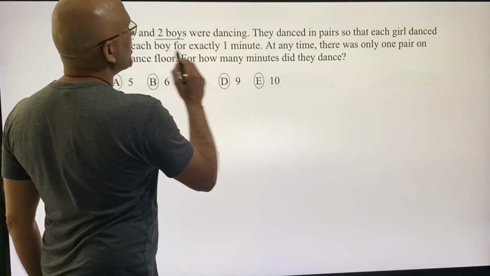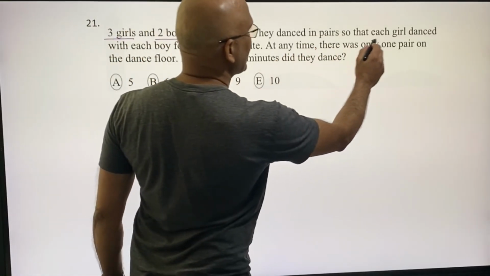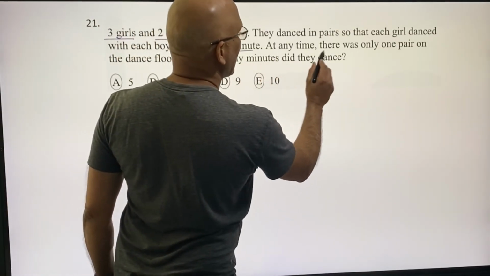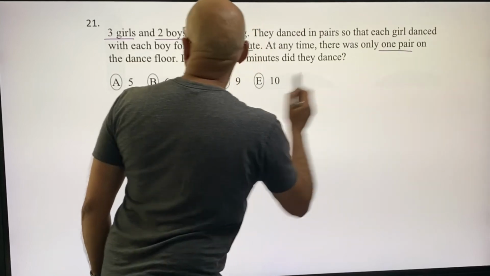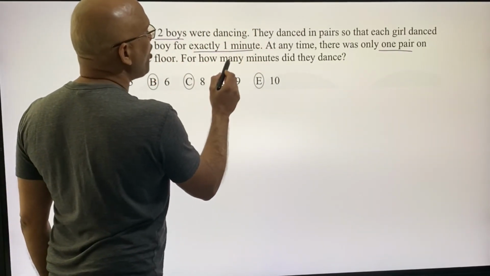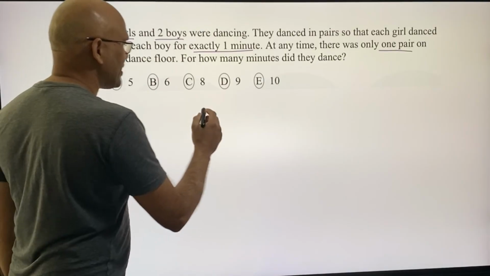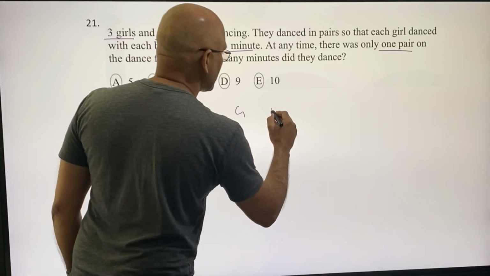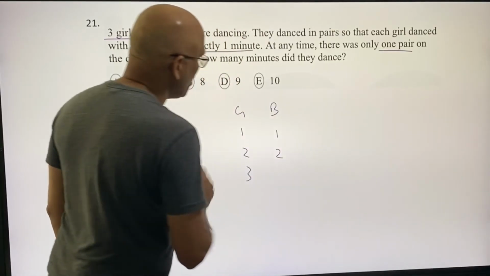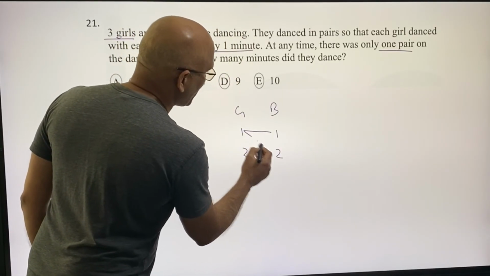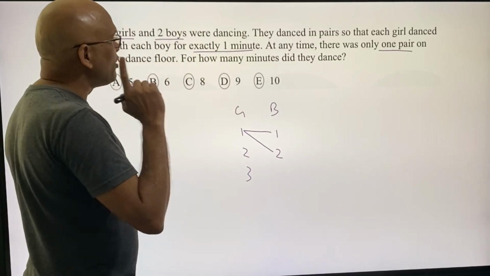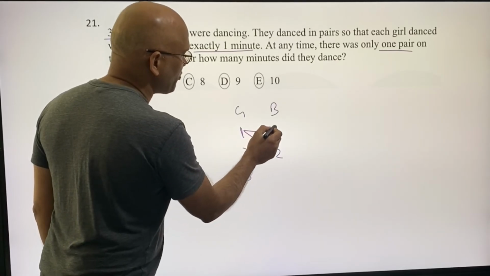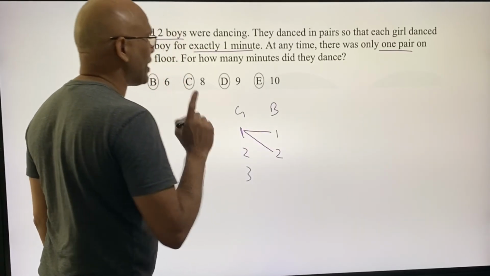Three girls and two boys were dancing. They danced in pairs so that each girl danced with each boy for exactly 1 minute. At any time, there was only one pair on the dance floor. For how many minutes did they dance? Okay, there are three girls, 1, 2, 3, and there are two boys, B for boy, 1 and 2. So each girl danced with a boy for exactly 1 minute, right? So girl one will dance with boy one 1 minute, and then boy two 1 minute, right?